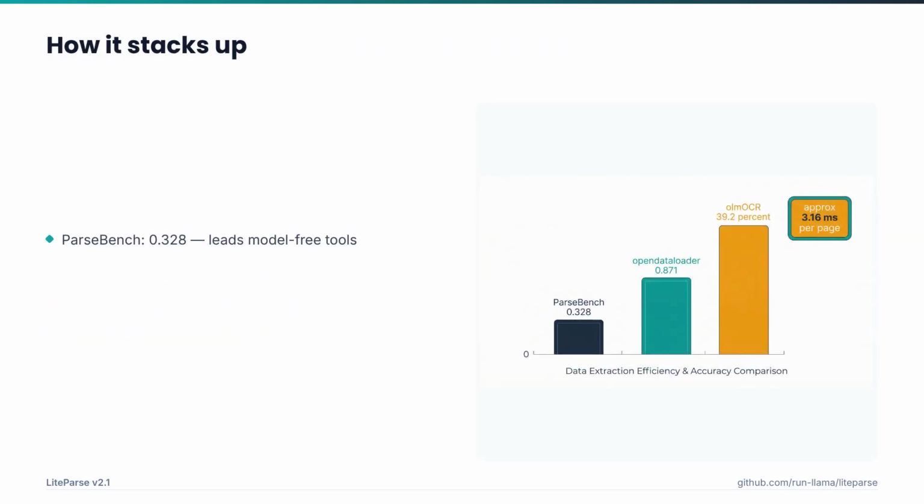Among model-free tools, version 2.1 leads 3 independent benchmarks: ParseBench, OpenDataLoader, and OLM OCR. And it does this while processing a page in roughly 3 milliseconds, far faster than alternatives that range up to nearly 200 milliseconds per page.